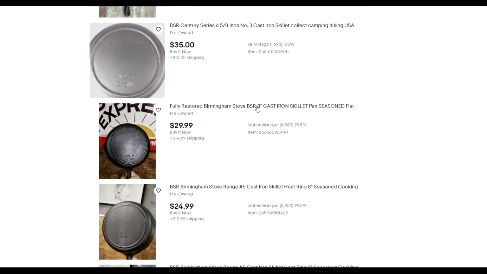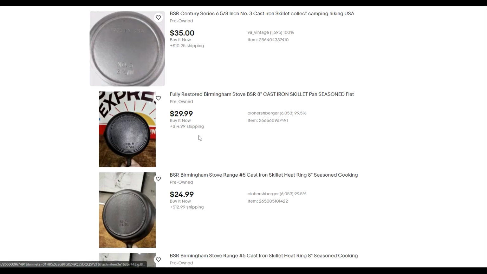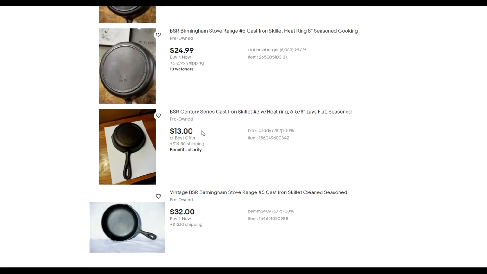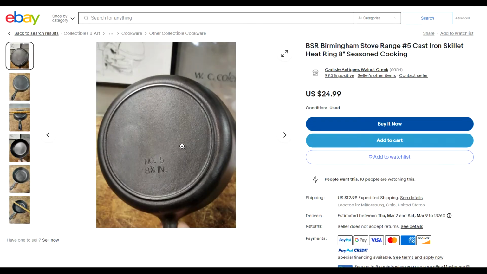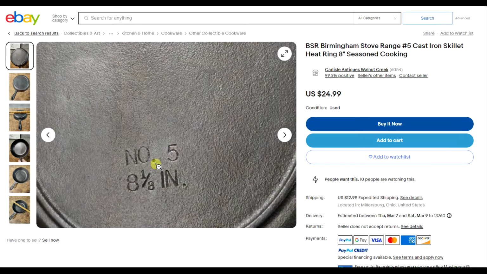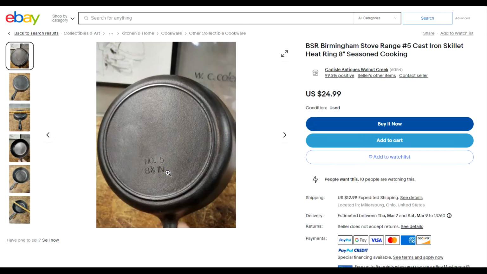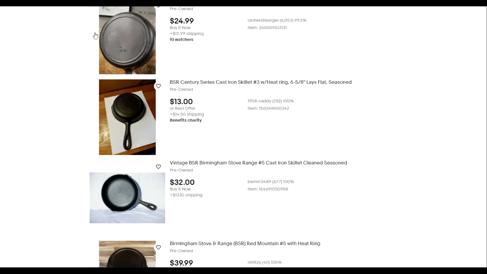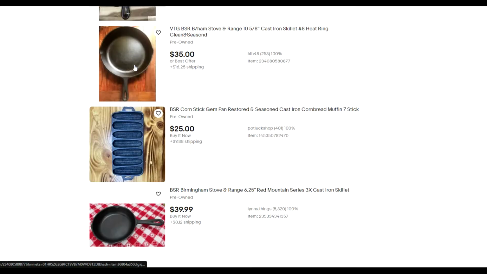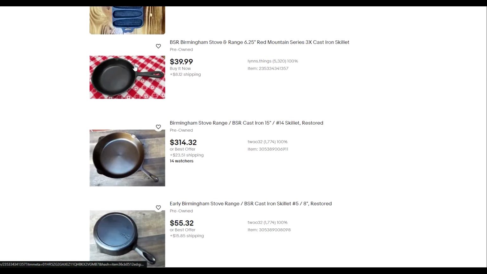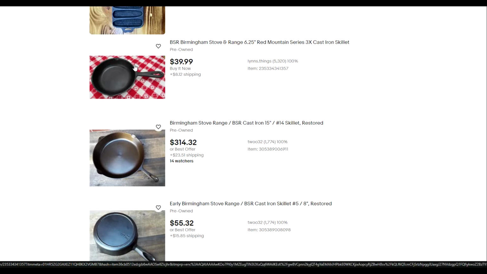Let's see. BSNR 8-inch number 5. Oh, excuse me. Oh, I'm yawning again. I'm sorry about that. Here is a number 5 that, based on the font here, must be from the 1980s or so. It's got an interesting font on this. It's different from most of them. So I would have to guess, as I said, maybe 1980s. Number 3, I still have not seen anything really interesting.